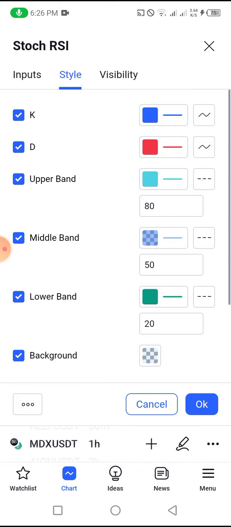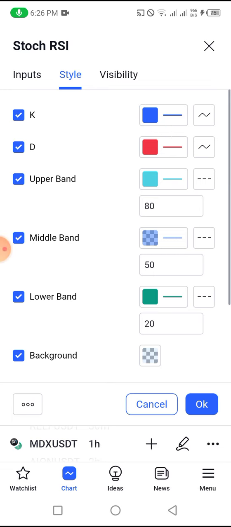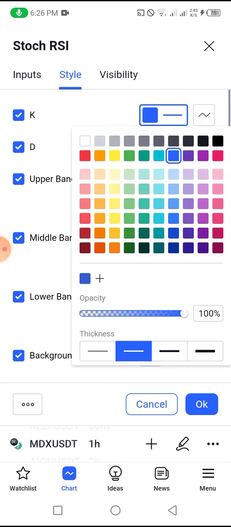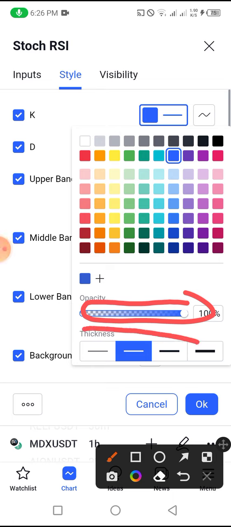So when you tap on, for example, the K line, if you tap on this color, what is going to appear here is you're going to have a variety of colors from which you can choose, right? Then, for example, mine is blue, so I've selected blue, and then the next thing you need to do is to adjust the opacity, right? Increase the opacity to 100 so that it is more visible, and then you can as well increase the thickness. If you want it less thick, you can put it on the first thickness level, or you can put it on the second thickness level, or third, depending on how you want it to appear. But mine is the second, right?